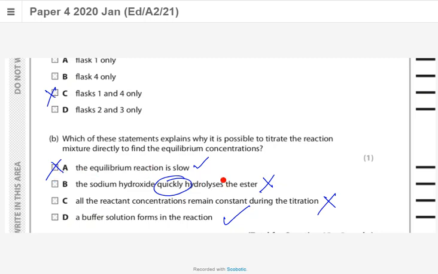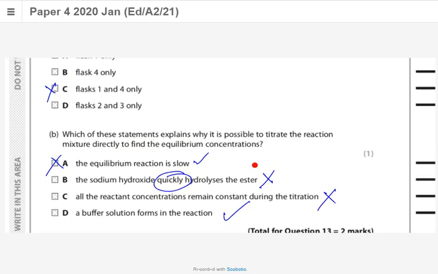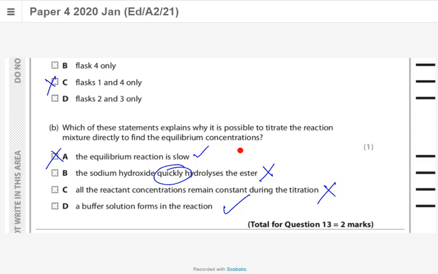A statement: in an equilibrium reaction, because it's very slow, we can directly find the concentrations. If the reaction is fast, you can't find the concentrations, right? Because you have to quench the reaction. If, for example, the reaction is completed in 1 minute, you can pipette out only one sample and do only one titration, right? But if the reaction is taking place in 10 minutes, you have a chance of doing at least 3 or 4 titrations within that 10 minutes, right?